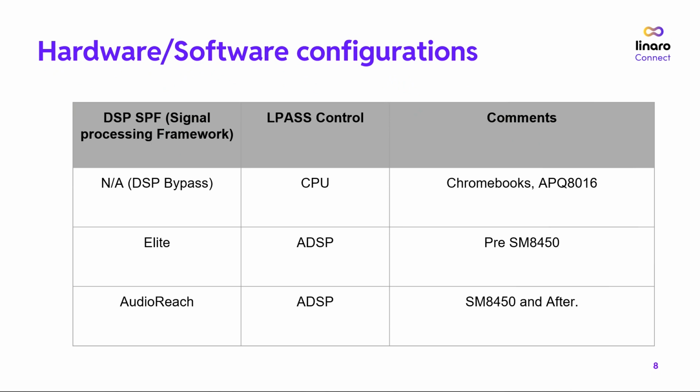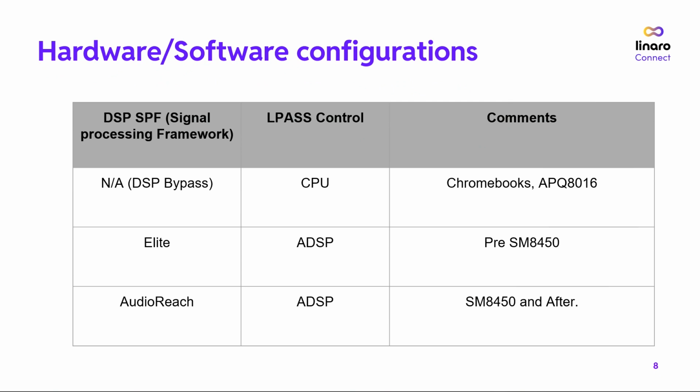Just want to add one more thing there. On DB410C, we have this configuration. So we bypass the DSP on DB410C and directly program the LPASS IPs.